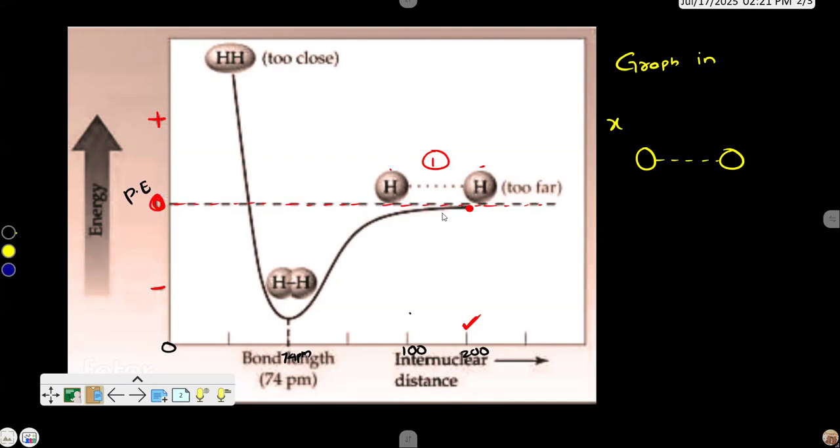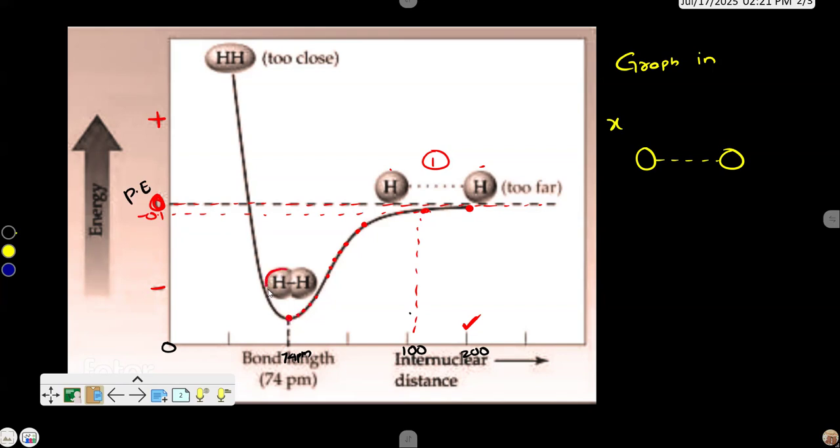Slowly, they want to form a bond. They are coming closer. So now when they are coming closer, the internuclear distance is decreasing. At 100 picometers, it is a little bit, like minus 0.1 or whatever. When it is 100 picometers, the potential energy is decreasing a little bit. Slowly, as they are coming closer, the potential energy is continuously decreasing.